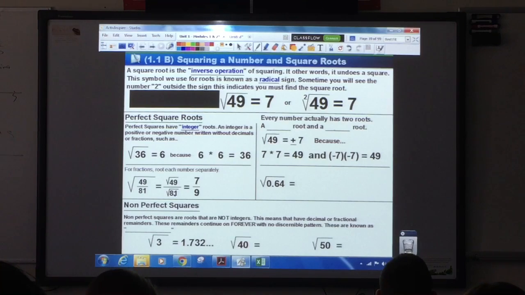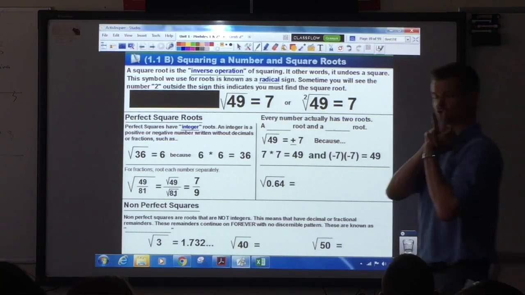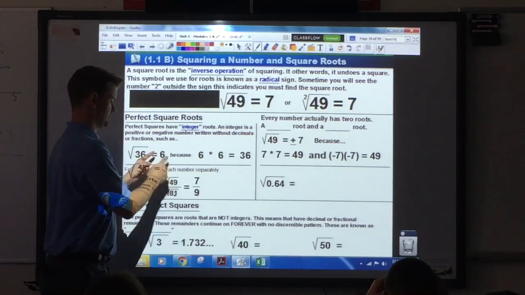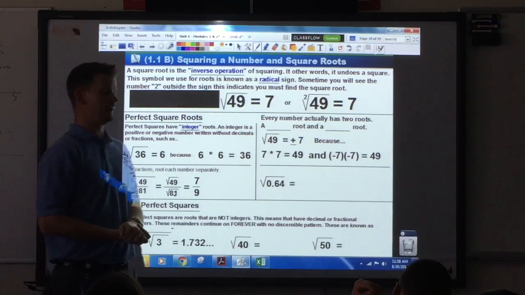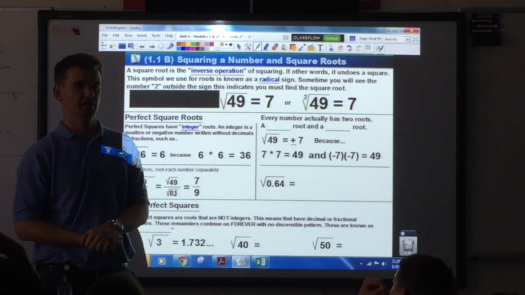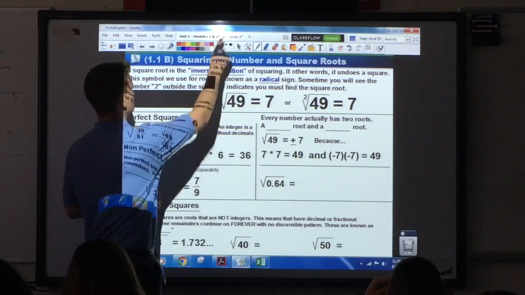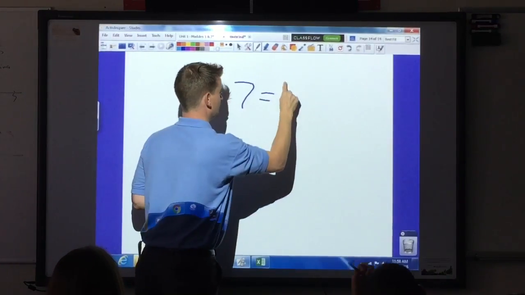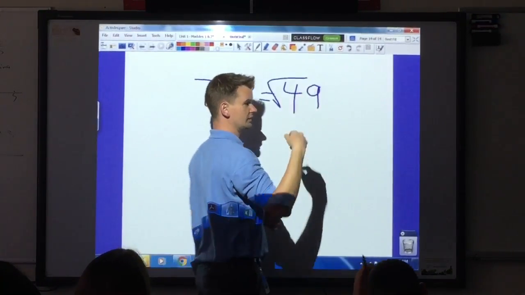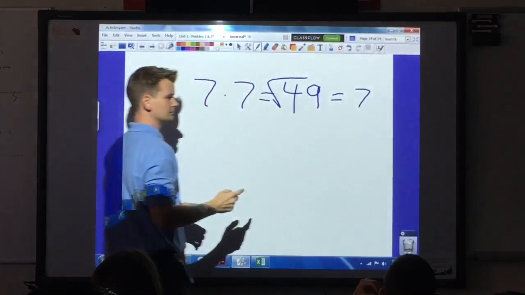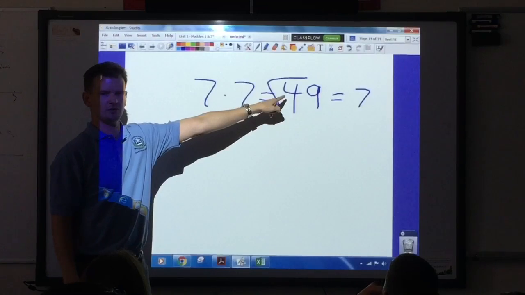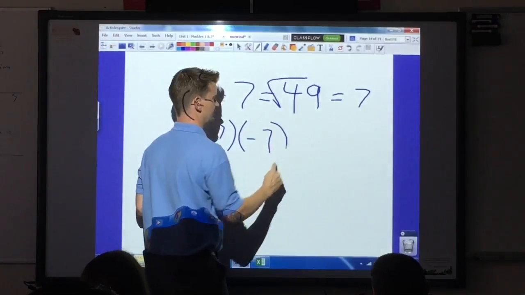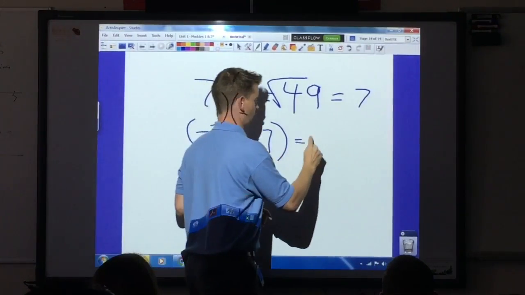It's a lot. Every number actually has 2 square roots, and I can prove this to you. Every number has a positive root, such as 6, such as 7 ninths. But what you may not know is that every single number also has an equal negative root. Here's how I can prove that. Watch this. I told you earlier that 7 times 7 equals 49, and if you take the square root of 49, you get 7. But isn't there another way to get to 49? What's the other way to get to positive 49? Negative 7 times negative 7. What does that give me? 49. It gives me positive 49.